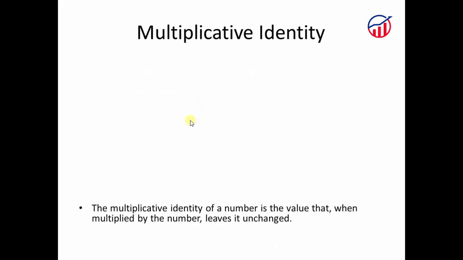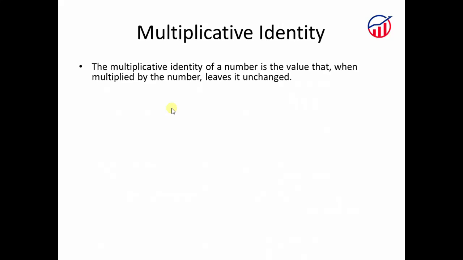Next, we move to the multiplicative identity. So what is the multiplicative identity? The multiplicative identity of a number is the value that when multiplied by the number leaves it unchanged. So similar to 0, the additive identity, there is a multiplicative identity. There you are adding and here you are multiplying.